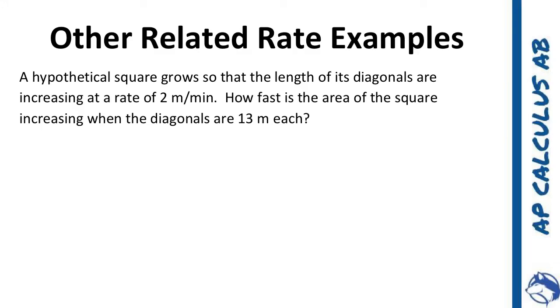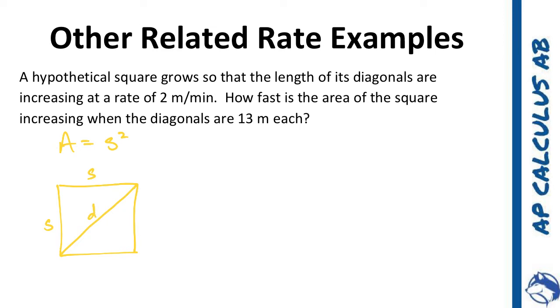Okay, so this is a related rate example that uses the diagonals of a square. So typically the area of a square is equal to our side squared. So what I would do is if I drew a picture, I know that this is my side, that's my side, and my diagonal here is D.